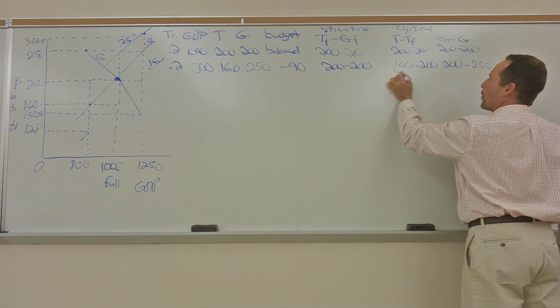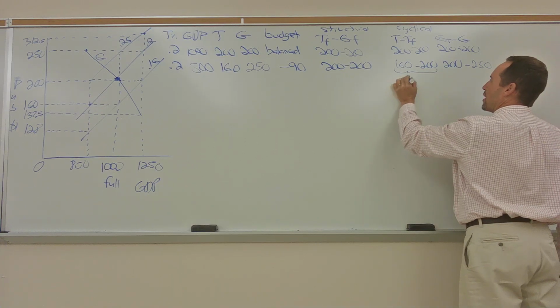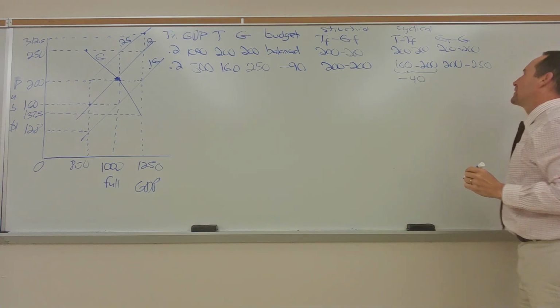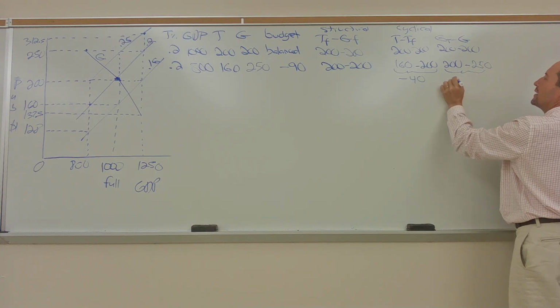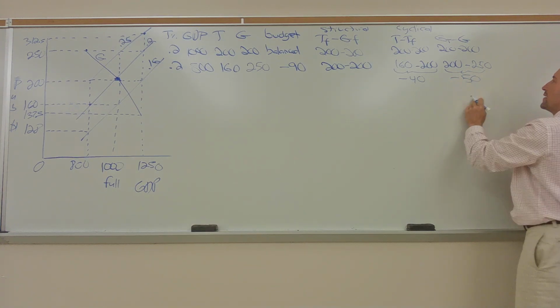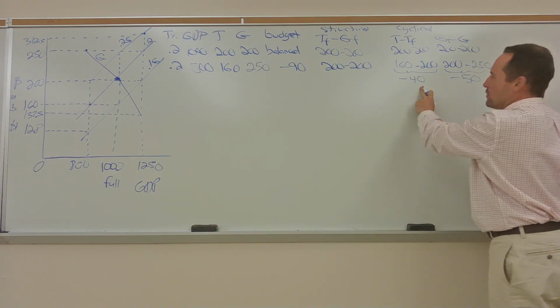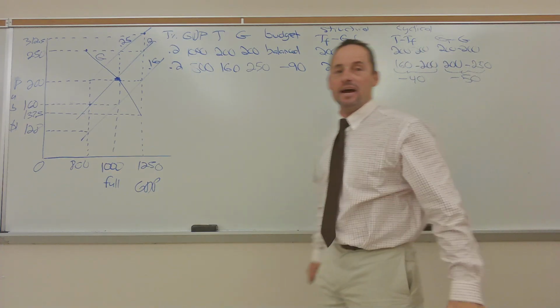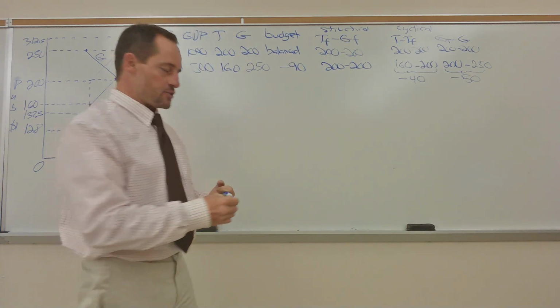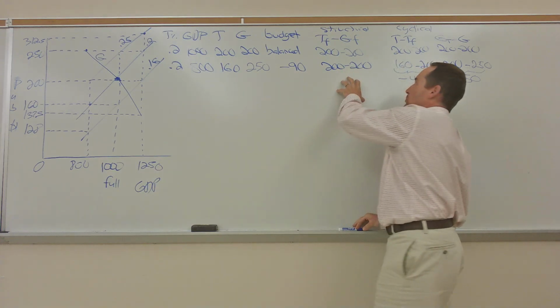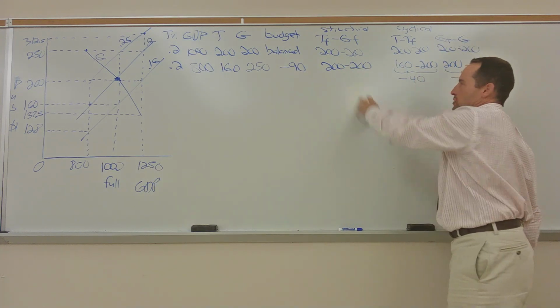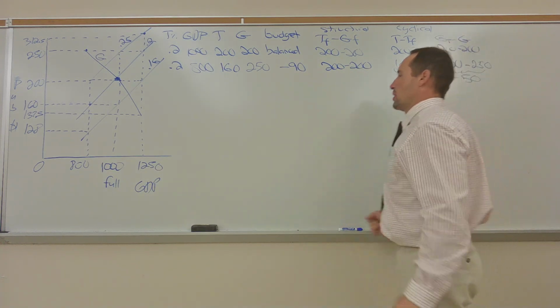So our tax collections are lagging by 40. Our spending is overspending by 50. So negative 50 and negative 40 combine to negative 90. So this deficit of negative 90 is not a political manifestation. It's an economic one. The economy is causing it.